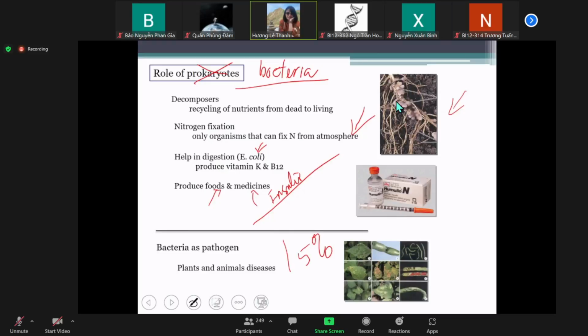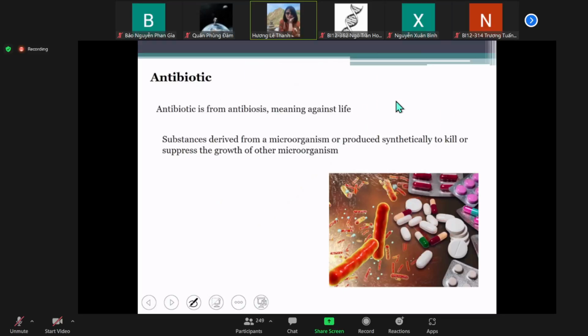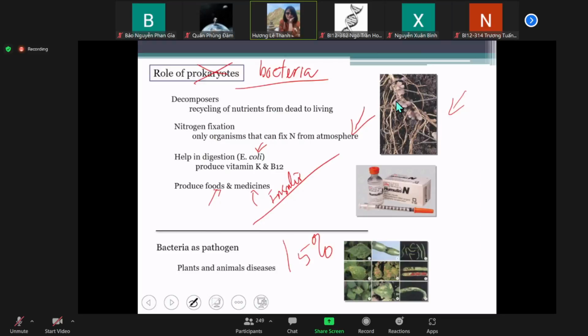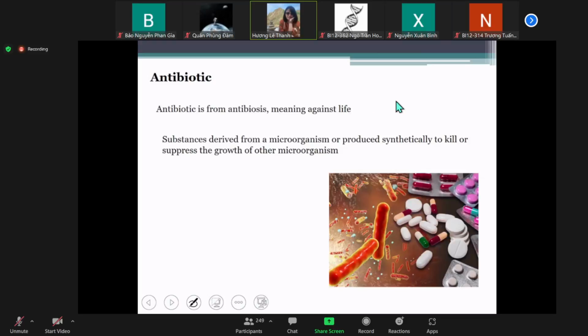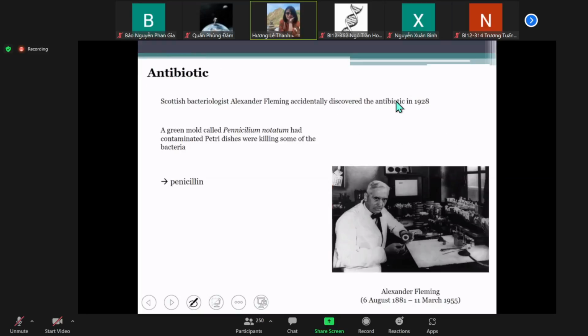Okay. So how can we kill them? They cause disease, so we can find a way to kill them. This is the antibiotics. Antibiotics comes from antibiosis, which means against life. By definition, they are substances derived from microorganisms or produced synthetically to kill or suppress the growth of other microorganisms. And the first antibiotic was discovered in penicillin.